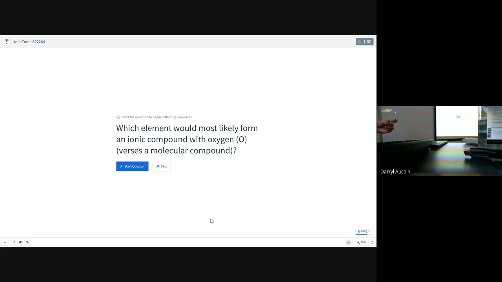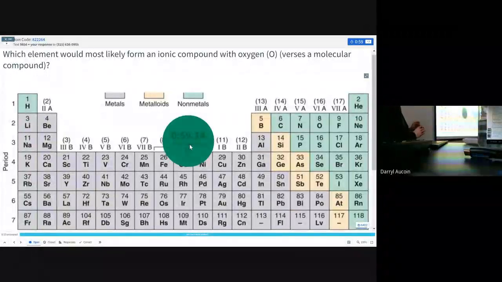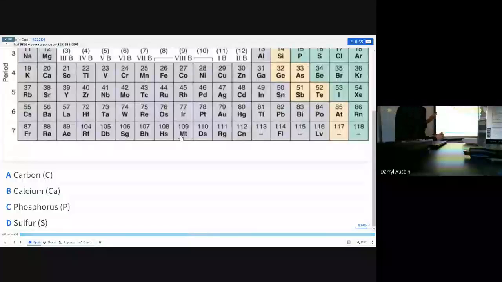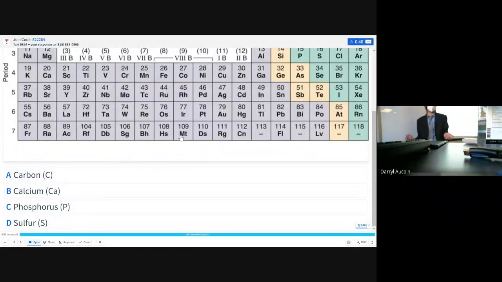And this was just one, so this will be an example here. So this was looking at ionic versus molecular compounds, right? So some compounds form more ionic compounds. If you have 2 nonmetals, they're going to be molecular. If you have a metal and a nonmetal, you'll be more ionic.